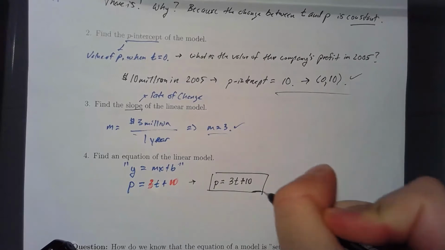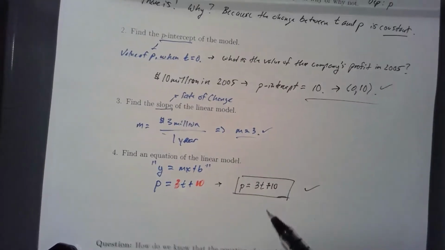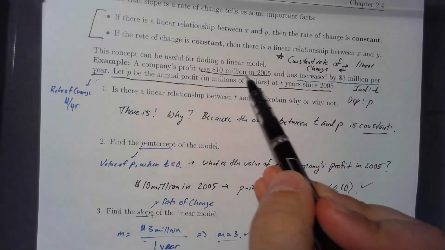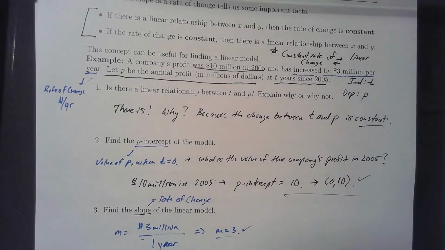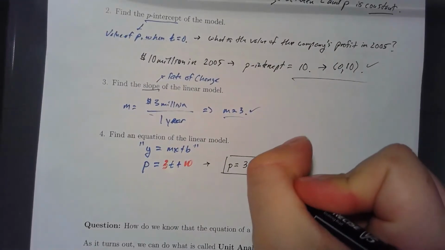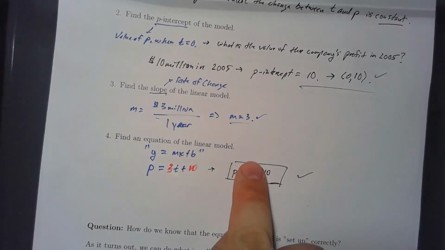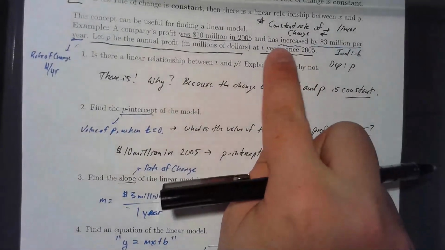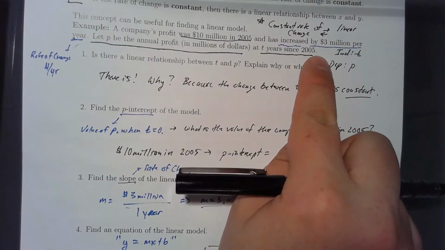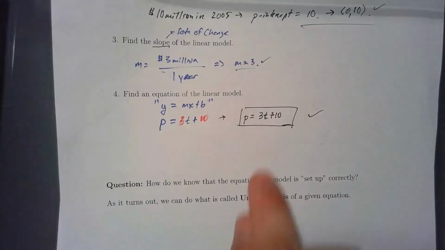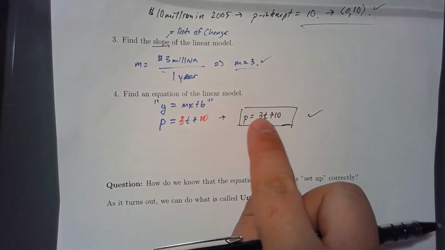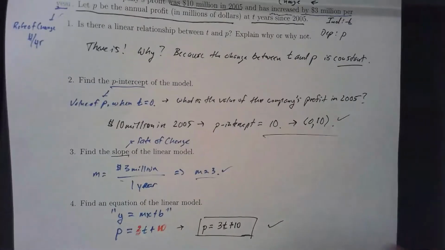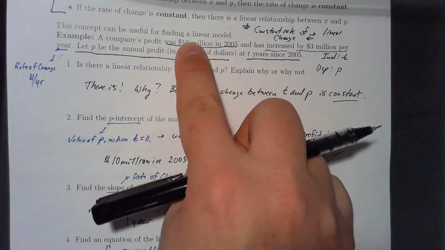So that right there is the linear model, or the linear equation, for the company's profit since 2005. That makes sense, right? Because if I plug t equals 0 in here, that goes away and I get 10, which is exactly what it was. It's 10 million in 2005. So if I want to find out the profit in 2010, that's 5 years since 2005. So I plug in t equals 5 here. 5 times 3 is 15, plus 10 is $25 million. So in the year 2010, the company's profit would be $25 million.